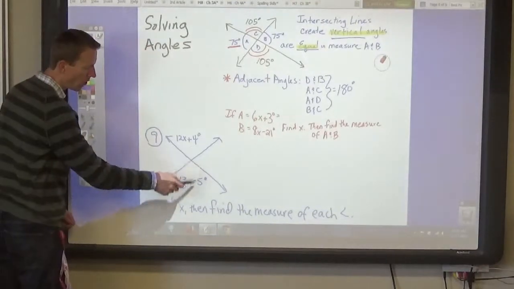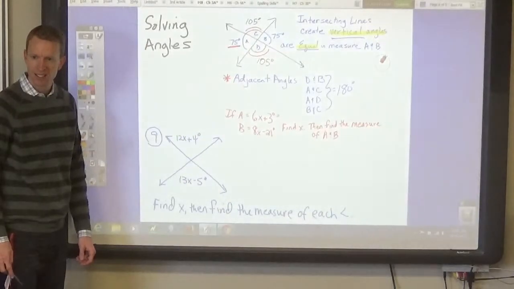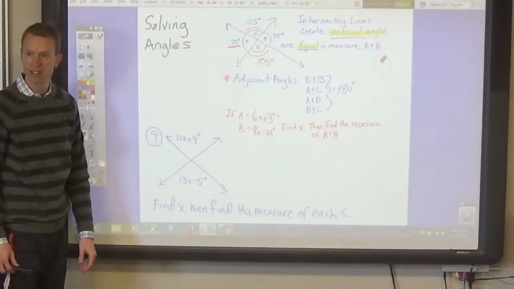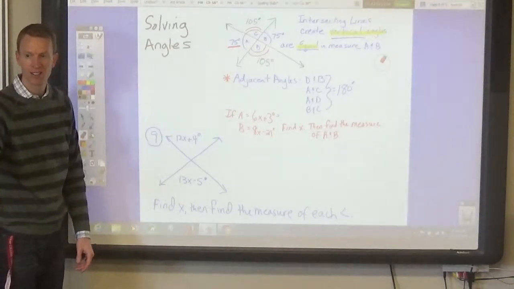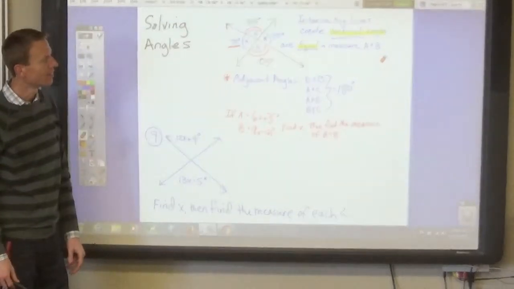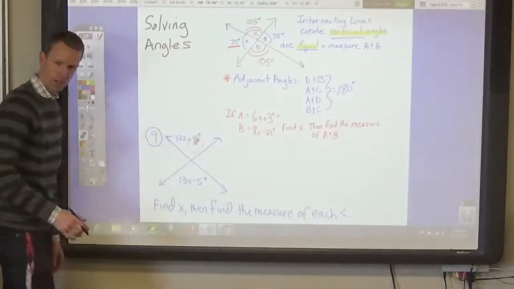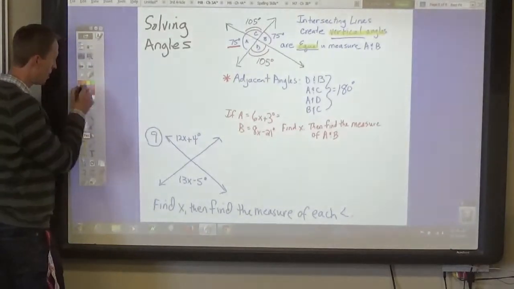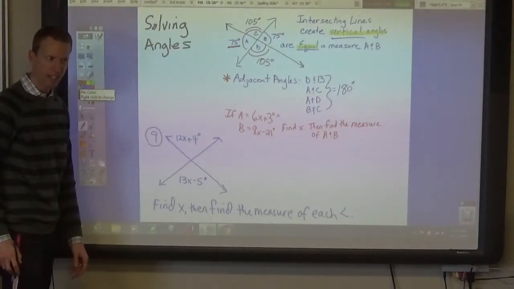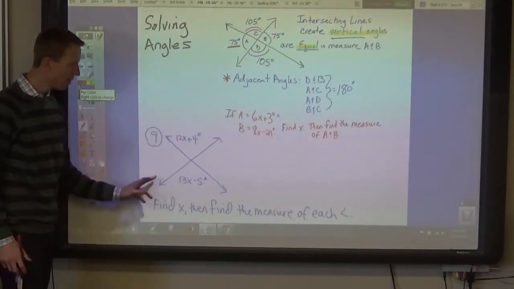What are these angles called that are opposite each other? Dylan? No, look, you just wrote it down. They're called vertical angles, and vertical angles are things that are opposite to other things. They're equal in measure. So if one of them is 12x plus 4, and the other is 13x minus 5 degrees, then solve it for x. And then find the measure of all the angles.